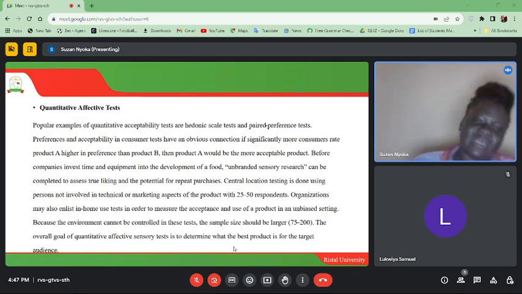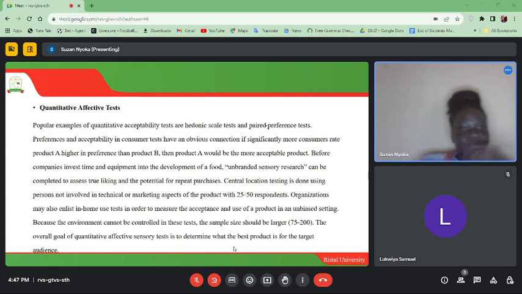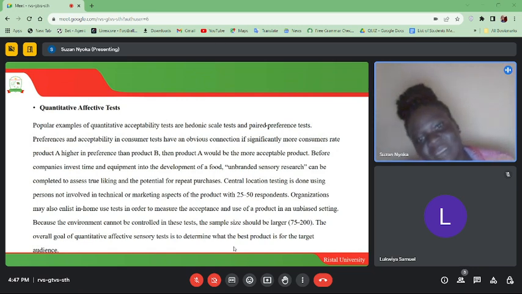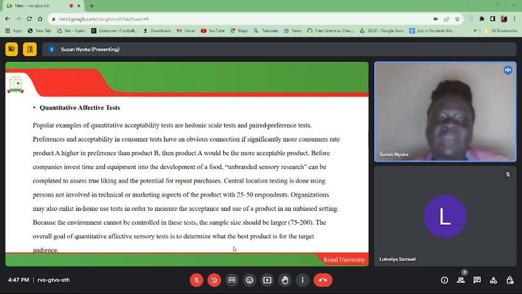The next is the quantitative affective test. Popular examples of quantitative acceptability tests are the hedonic scale test and paired preference test. Preferences and acceptability in consumer tests have an obvious connection. If significantly more consumers rate product A higher in preference than product B, then product A will be the more acceptable product.